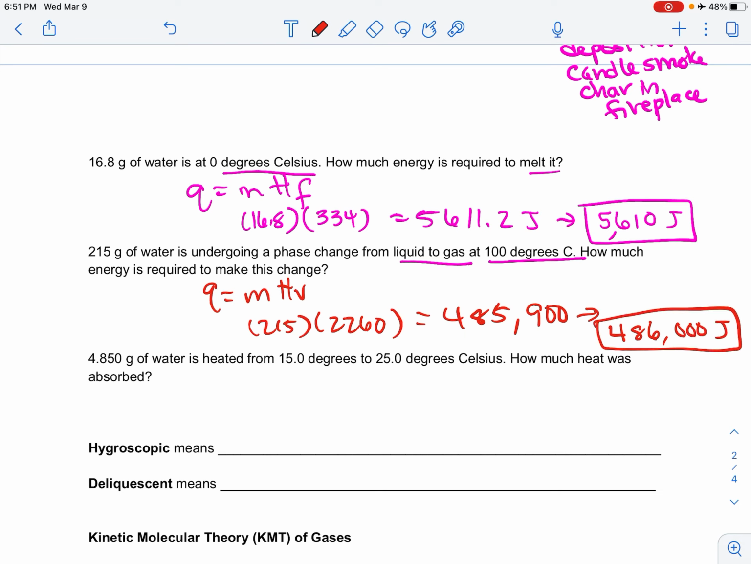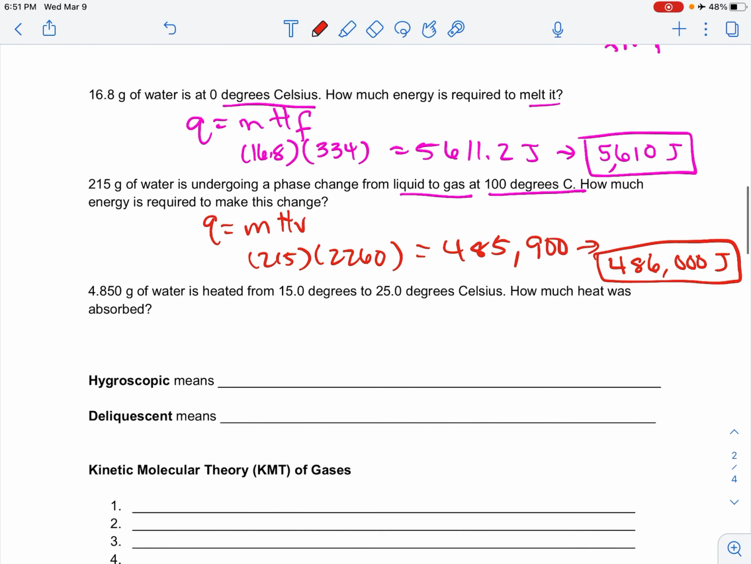joules. Again, technically, if it's a Regents question and they don't ask for sig figs, you don't have to do it, but you know me, I want them.